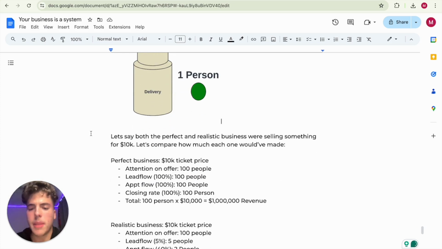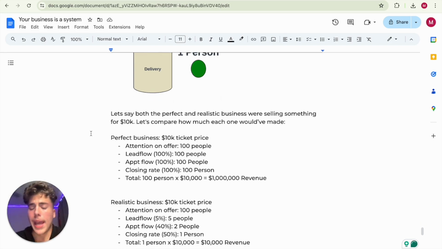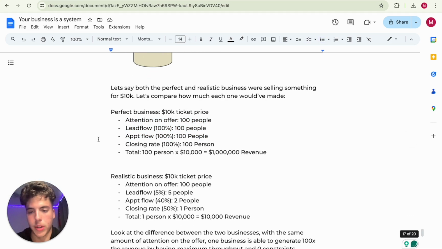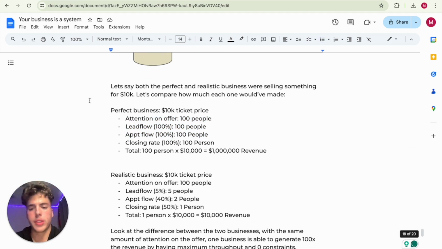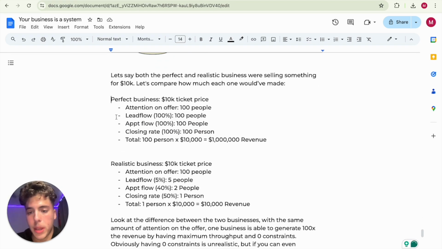And so let's say both the perfect and realistic business were selling something for 10K a pop, okay? Let's compare how much each one would have made. Obviously this isn't realistic, but just for the sake of this video, I want to demonstrate this to you. So let's say, for example, perfect business, 10K ticket price. So attention on offer is 100 people, lead flow is 100 people, appointment flow 100 people, closing rate is 100 people. Since 100% of the people who saw what you're selling went and bought, that would be 100 times 10,000 equals $1 million in revenue. Okay, $1 million in top line.